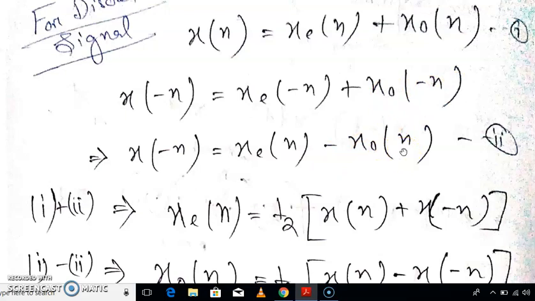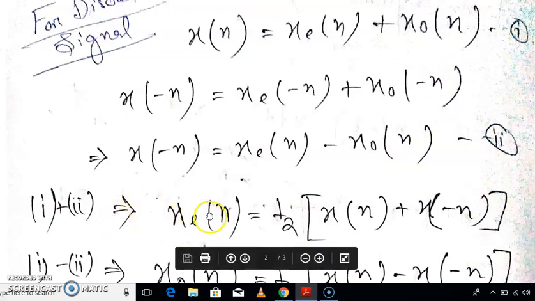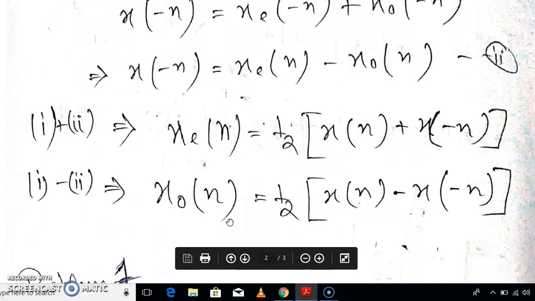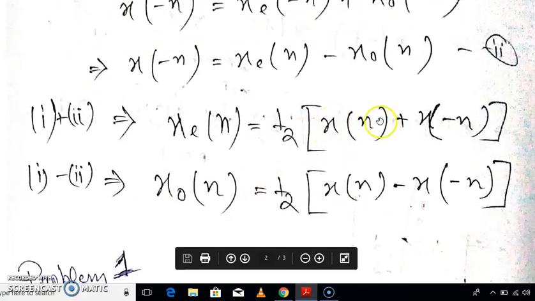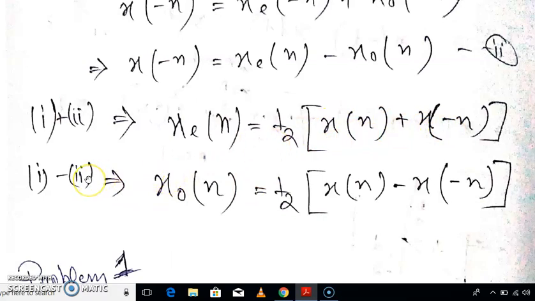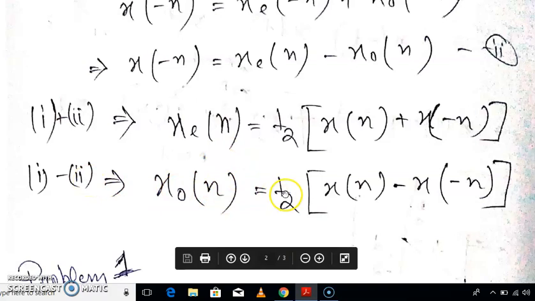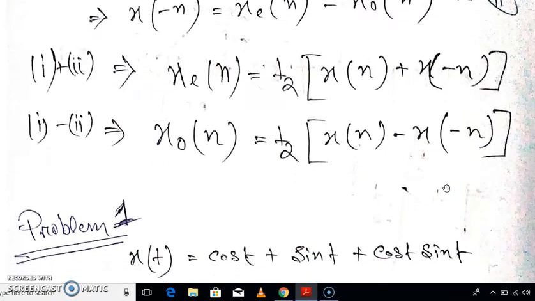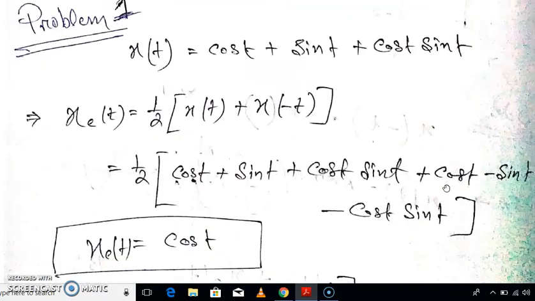So if you add those two equations 1 and 2, you will get the even part x_e[n] equals half of x[n] plus x[-n], and if you subtract those two equations, then you will get x_o[n] equals half of x[n] minus x[-n]. And now we will discuss some problems regarding even and odd signals.